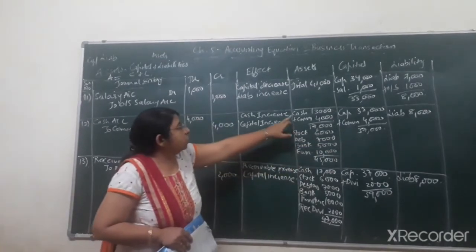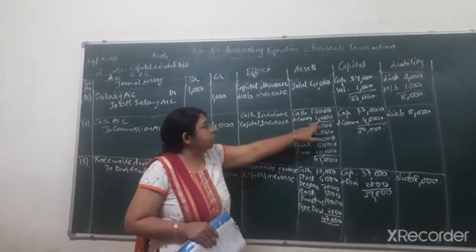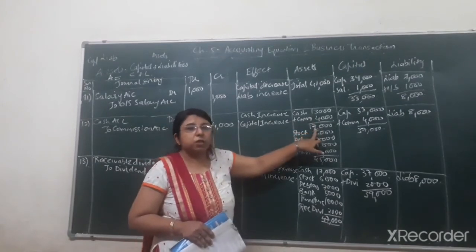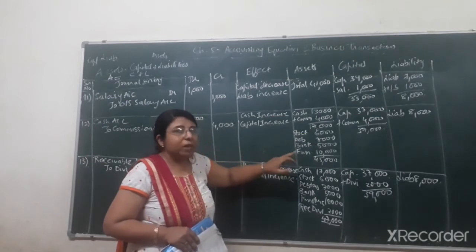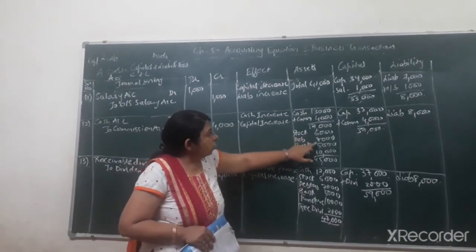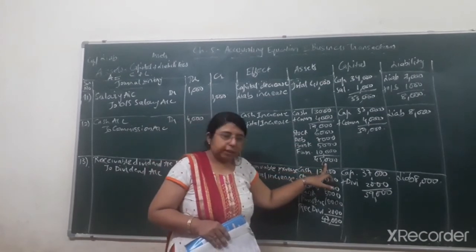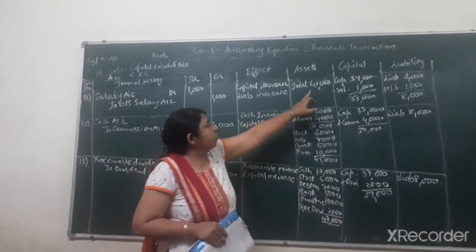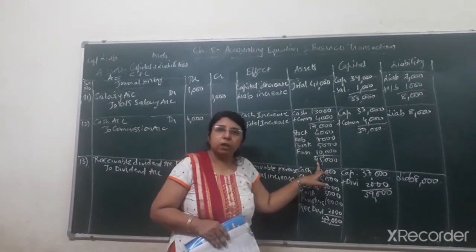So cash's previous balance was 13,000. In that, commission cash is received, that is 4,000. So now the balance of cash would be 17,000. Then stock, debtors, bank, and furniture would be as they are. So you just have to do the total of all the assets. You can see the total of assets is coming to 45,000. Previously it was 41,000. Because of commission 4,000, now the total of assets came to 45,000.